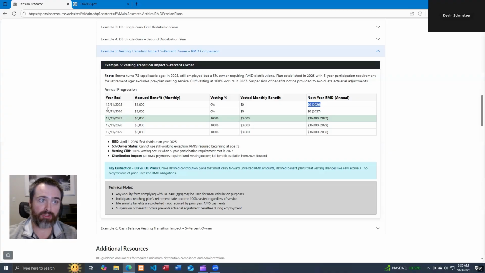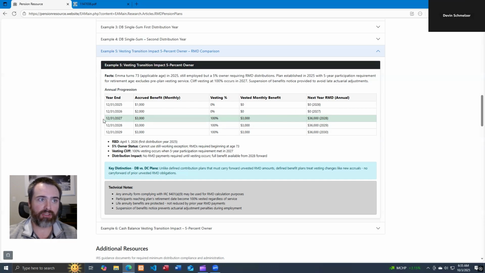During 2026, he accrues another layer of benefit, but it again is 0% vested. So the required distributions for 2027, since you look back at the end of the calendar year preceding for their vesting and accrued benefit, since that's 0, there is no RMD to be paid during 2027.